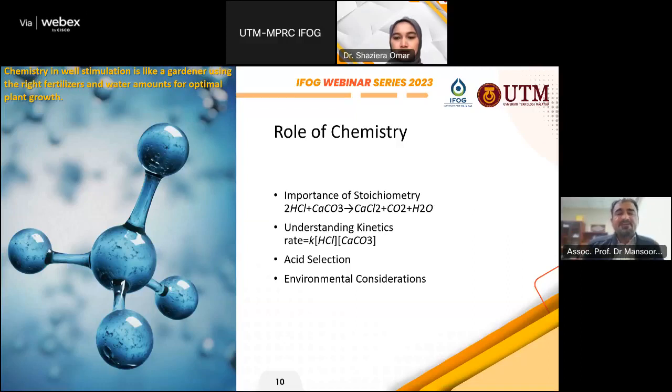So in this reaction, as you can see, 2 moles of hydrochloric acid react with 1 mole of calcium carbonate. This produces 1 mole of calcium chloride, 1 mole of carbon dioxide, and also 1 molecule of water. So next, let's talk about the kinetics.